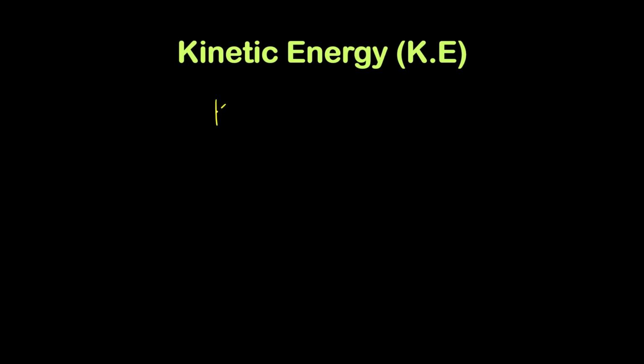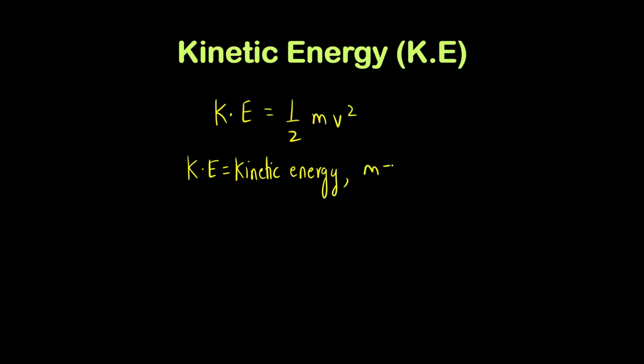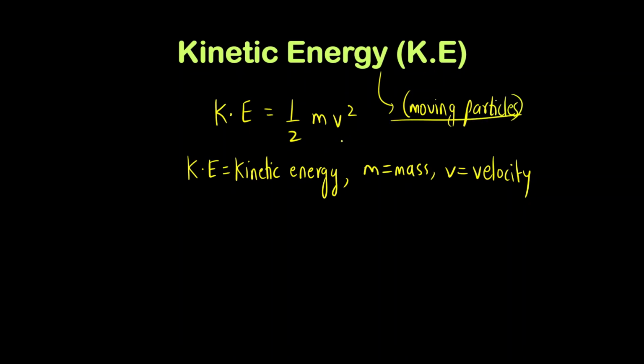So kinetic energy for any body is given by a formula that we can use. It is half m v square. KE is the kinetic energy, m is the mass of the body, and v is the velocity. Kinetic energy is mostly associated with moving particles. So all the particles that are moving will mostly have kinetic energy.